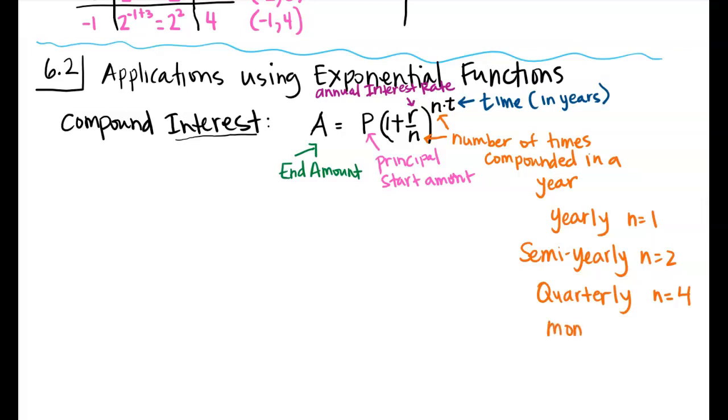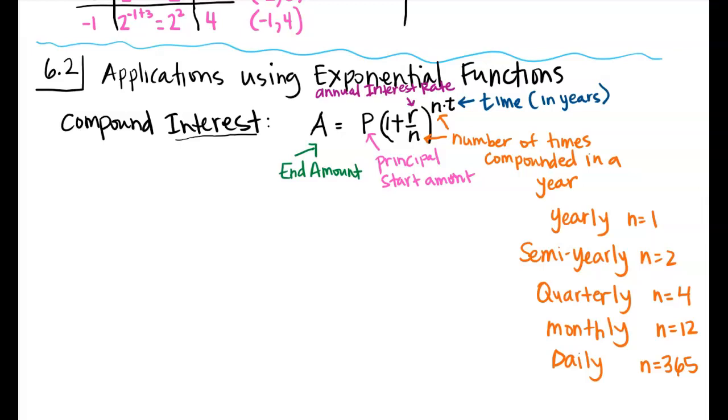Another one you'll see is monthly, and there's 12 months in a year, so that would be 12. And then you might see daily, and for that one, we use 365, right? Because there's 365 days in a year. So keeping track of some of these words and what they mean is going to determine what these N's are, right? This is how many times it's compounded in a year.